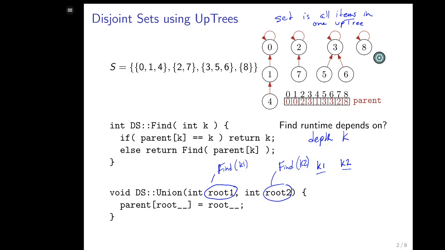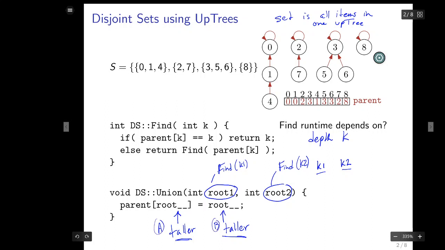Let me ask it this way. Do I want this one to be the taller or this one to be the taller? So do I want the taller root to be this one or this one? We're going to choose one of those two. One of them is better than the other. How many people will vote for A? How many people will vote for B? How many people think A, the parent of the taller, should become set to the root of the other?